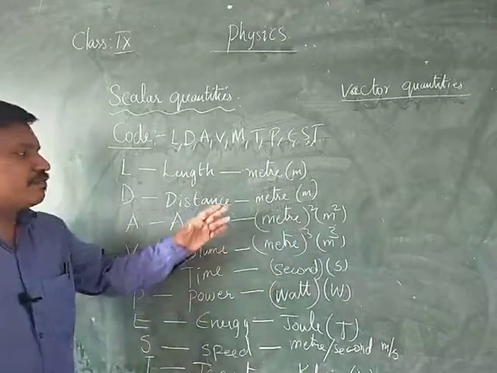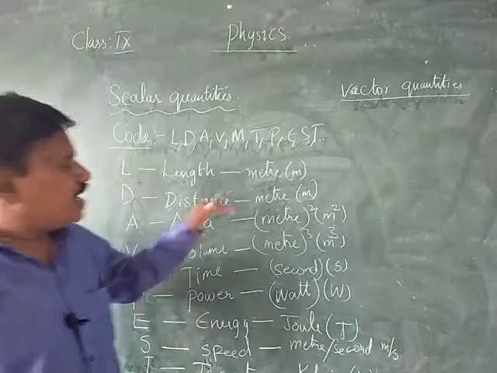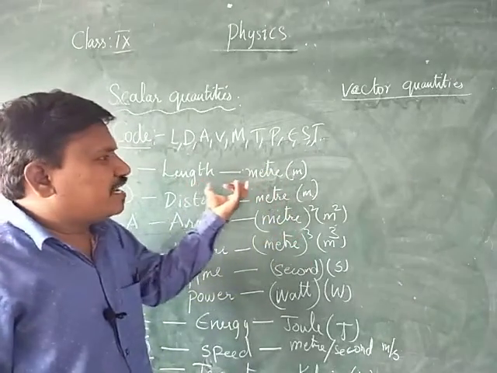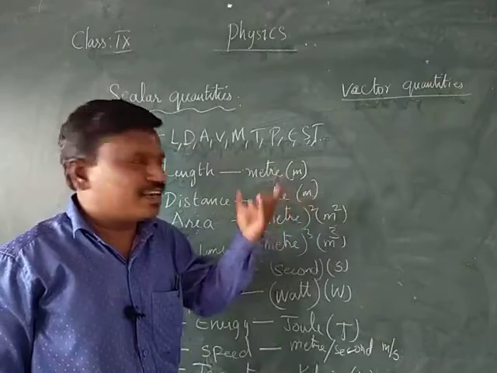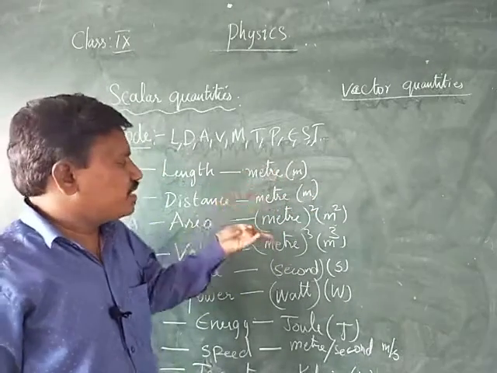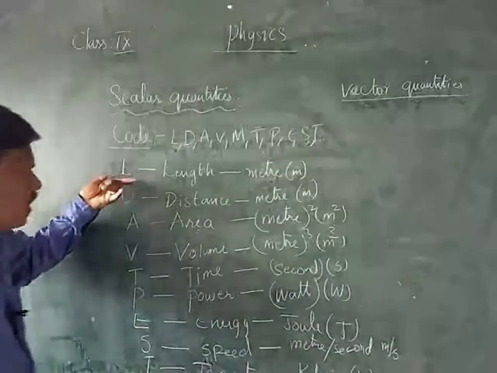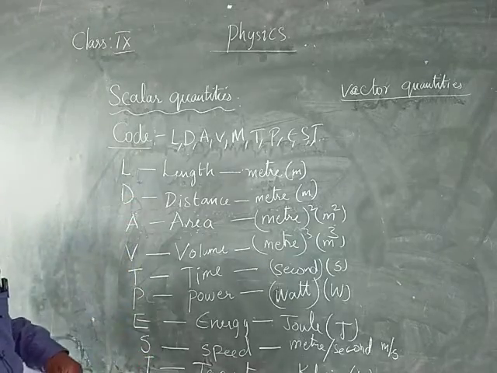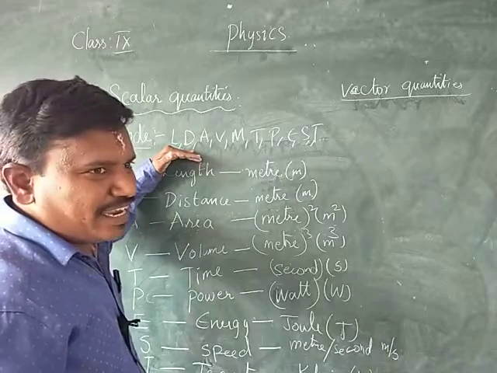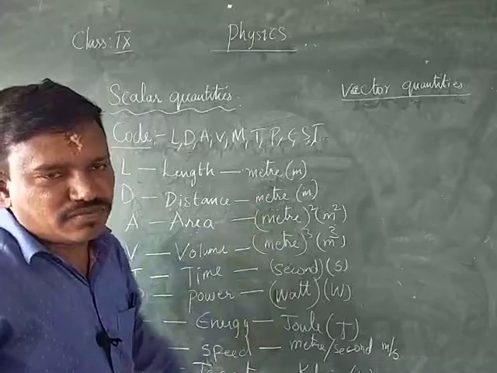Here we see the meter. If we see the units of all the scalar quantities, we can see that these are the standard units. Standard units means for length we can take centimeter, meter, kilometer, mile, like that. But here we are taking only meter, because meter is the standard unit of length. In the same way, all these units are the standard units for the respective scalar quantities. Therefore, if we remember this code, LDA, VMT, PEST, we can easily remember most of the scalar quantities. These are the examples of scalar quantities.